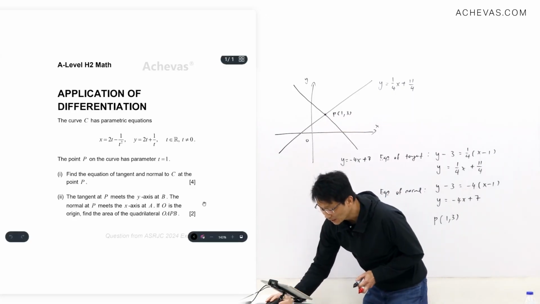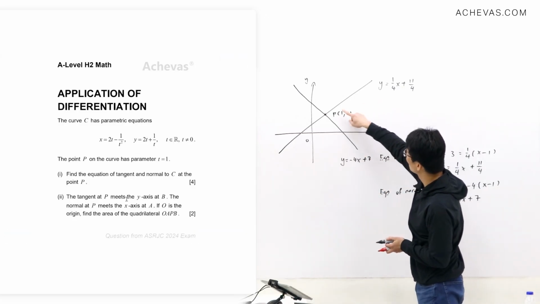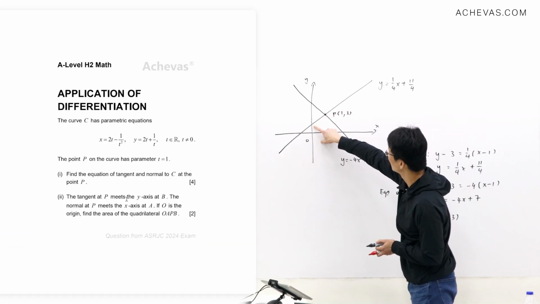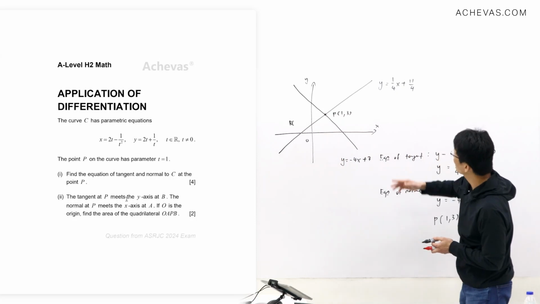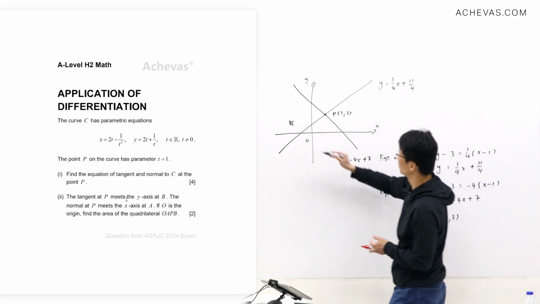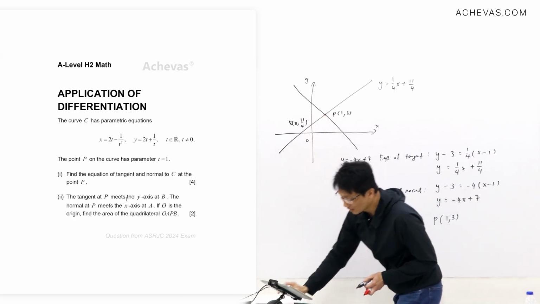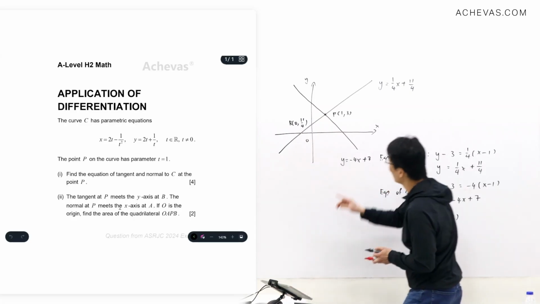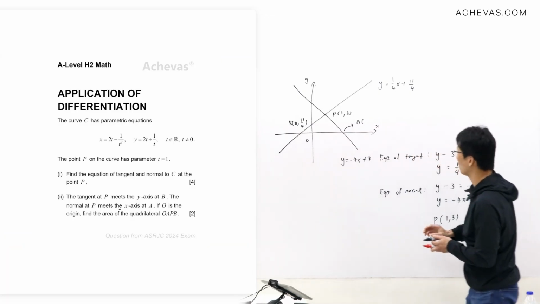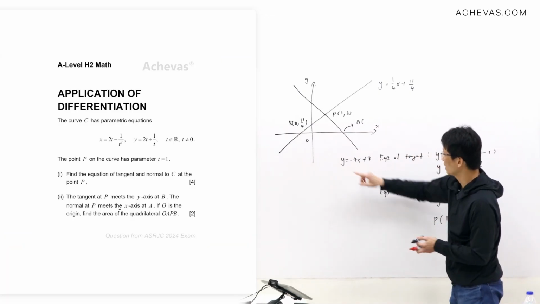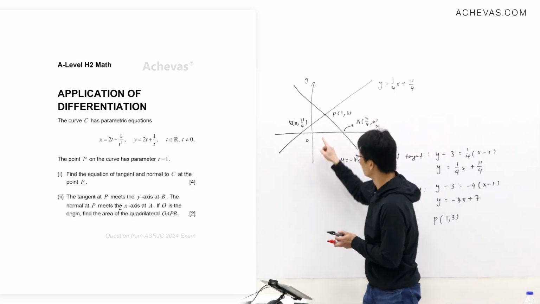Okay, so it says that the tangent at P meets the y-axis at B. So I know that this point will be B. I will be subbing x equal to 0 inside here to find the y coordinate, which will give me (0, 11/4) at this point. And the normal at P meets the x-axis at A. So I know that this point will just be A. And for the coordinates, I will just let y to be 0 here. I'll get (7/4, 0). Okay, and this is the origin O.